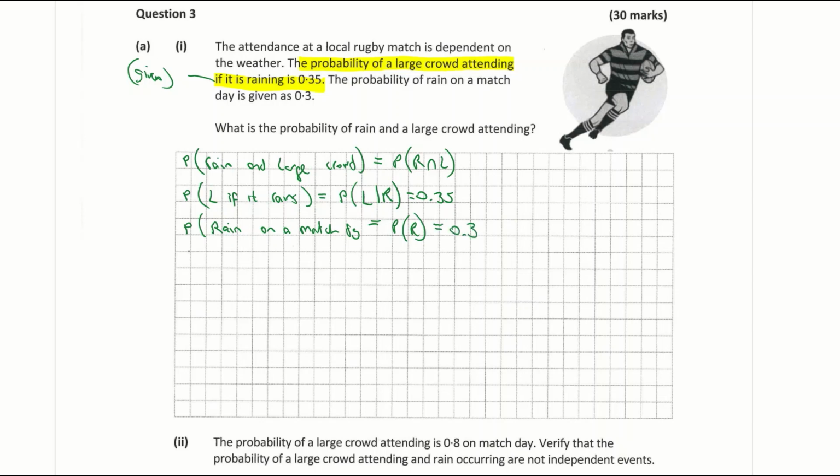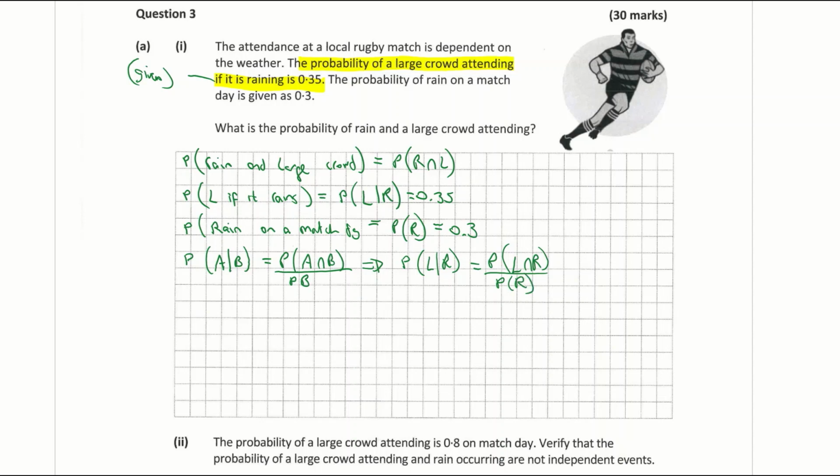So the next thing I'm going to do is write down my conditional probability rule, which is the probability of A given B has happened is equal to the probability of A intersecting with B, all over the probability of B. Now this is going to change for my question as the probability of L, large crowd, given it's raining, is equal to the probability of large crowd intersecting with rain over the probability of rain. And I'm going to fill that in now.